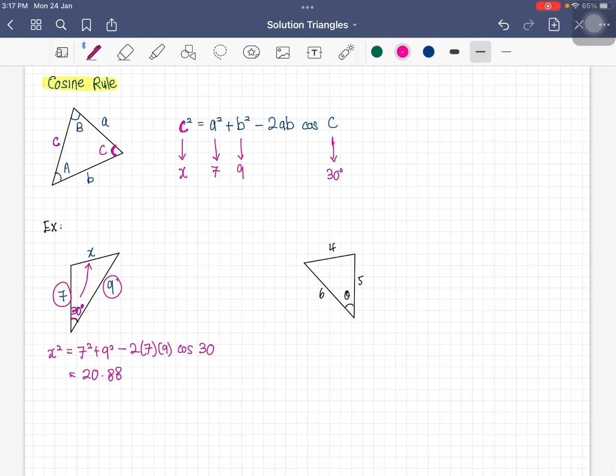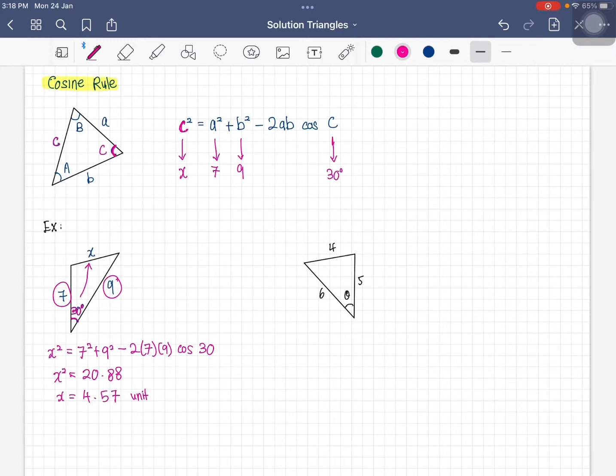Therefore, I've got x, which is given by 4.57 units. In this case, we have units, not centimeters. All right, so 4.57 units. Another example where we can use the cosine rule is to find an angle.